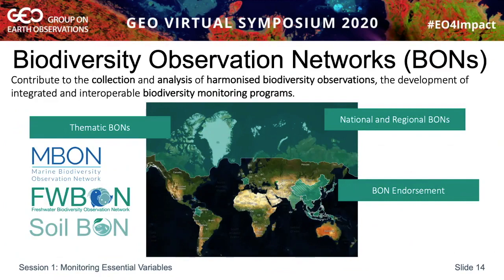Within GEO BON, those BONs are organized at different levels. So we have 3 thematic BONs, the marine BON, the freshwater BON, and the soil BON. We have 3 national BONs in China, France, and Colombia. And we have 3 regional BONs in the Asia-Pacific region, in the Arctic, and in the Americas. And of course, these are not the only biodiversity monitoring systems out there, but those are the ones that have gone through the formal process of endorsement for BONs that GEO BON has put in place.